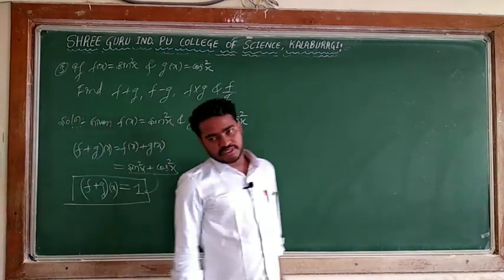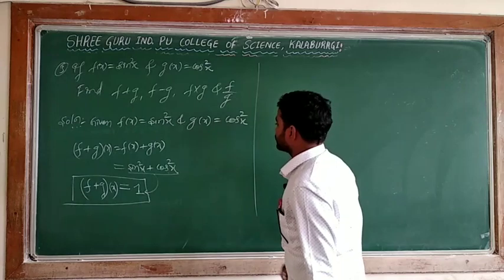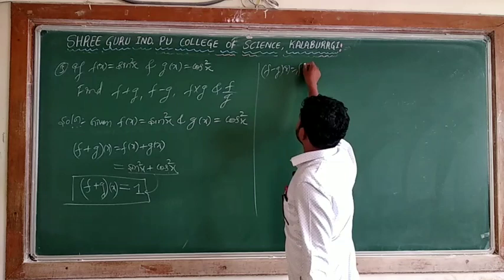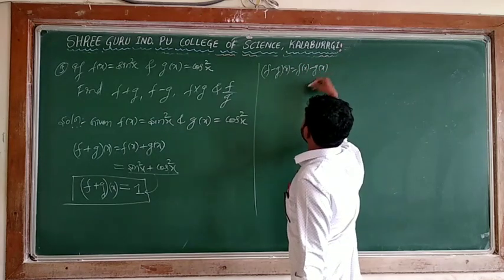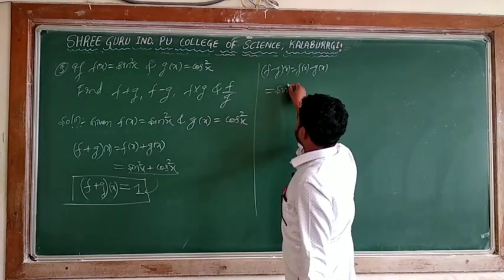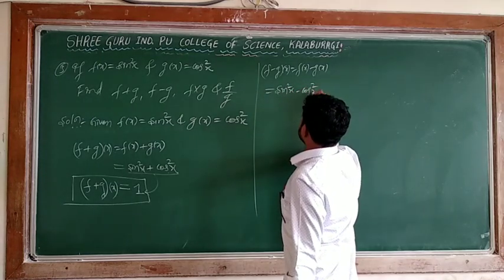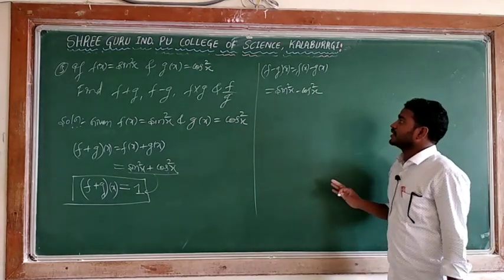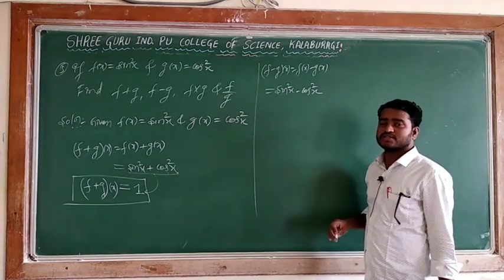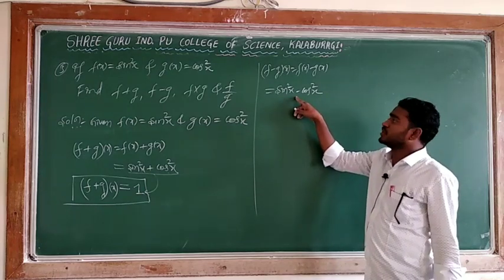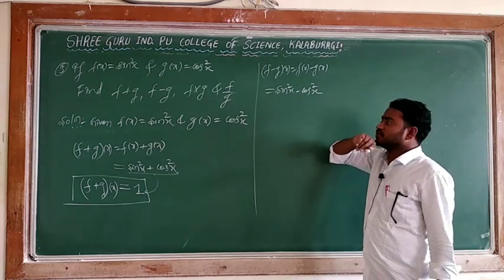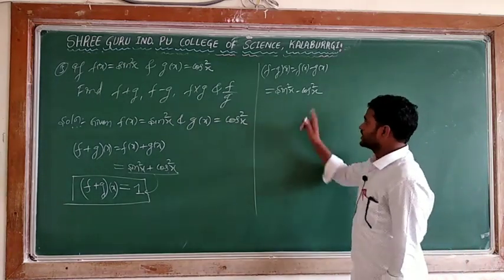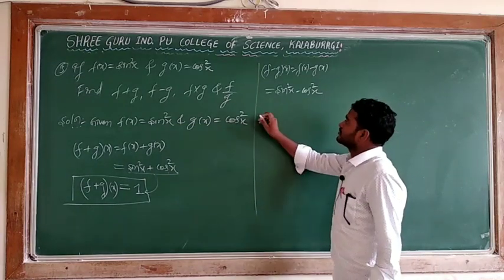Next, subtraction. In the subtraction case there is no formula, but I can say (f minus g) of x is equal to f of x minus g of x. What is f of x? Sin square x minus cos square x. You can keep it like this, because in 10th standard you have sin square x plus cos square x is equal to 1. We don't know the sin square x minus cos square x value. Later you will come to know in the trigonometric case. In that case you can convert it further, but here it is enough.